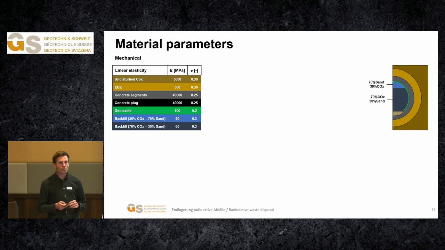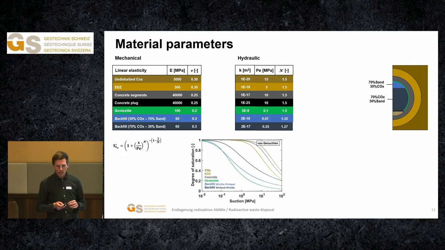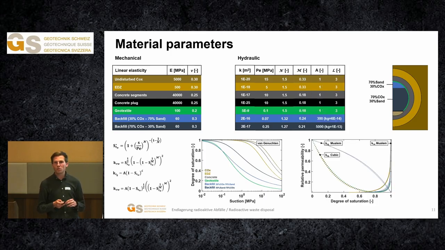Then regarding the material parameters, each component of the system is basically assumed to have a linear elastic behavior, as we are mainly interested in free flows. From a hydraulic point of view, they all have an intrinsic permeability that is assigned with one order of magnitude difference for the two types of backfill material that are examined. And these materials are also assigned a retention curve of Van Genuchten type, as well as water and gas permeability curves in order to fully describe the hydraulic behavior of the system.